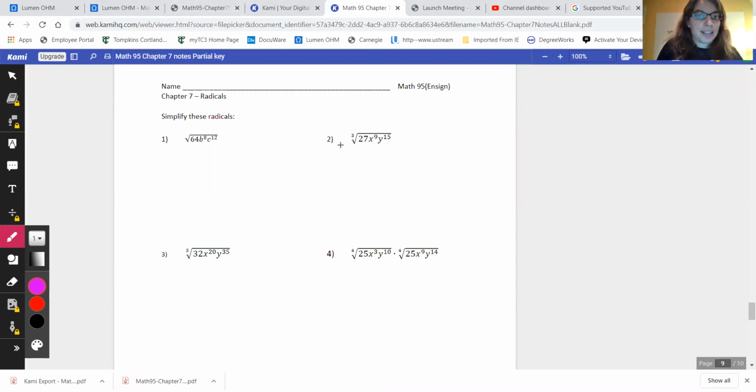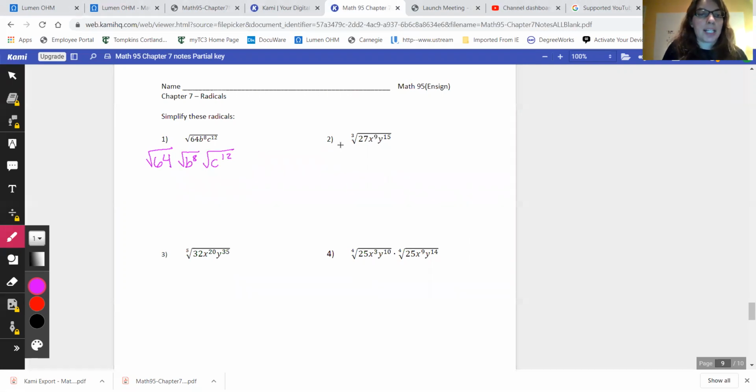All right, so we're going to simplify these radicals, okay? For each of these, as I said, I like to split them up. You don't have to. So I think we did the first couple in class, but let's go ahead and do these also. Just start right from the beginning. So I'm going to split this up. Square root of 64, square root of b to the 8th, square root of c to the 12th.